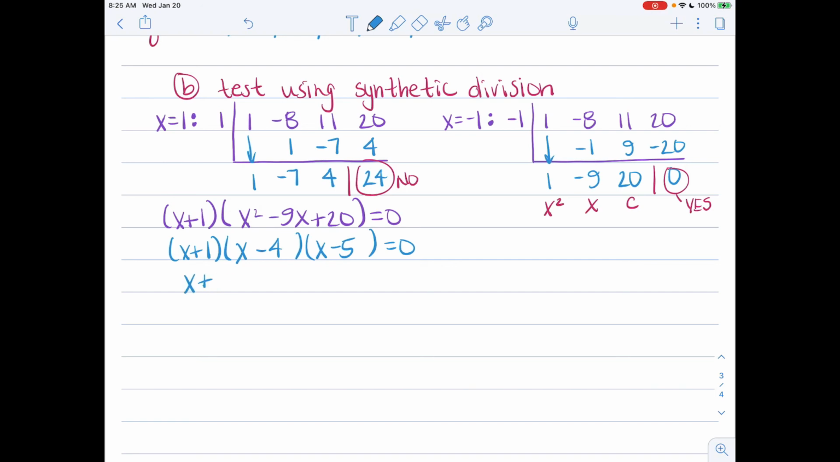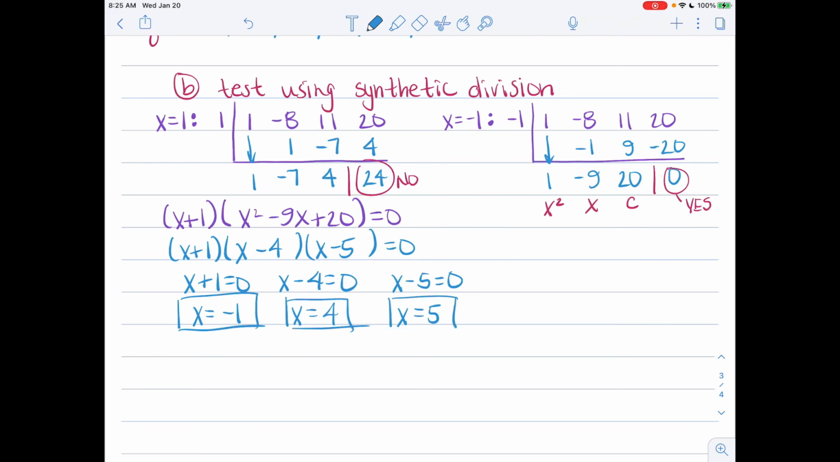x plus 1 equals 0, x minus 4 equals 0, x minus 5 equals 0. Well, we already knew this first one, x equals negative 1. We proved that with synthetic division. This one will be x equals 4, and then finally x equals 5. If you were asked to, you could go ahead and graph this the way that we did previously, but in this particular case, we're not asked to do that.